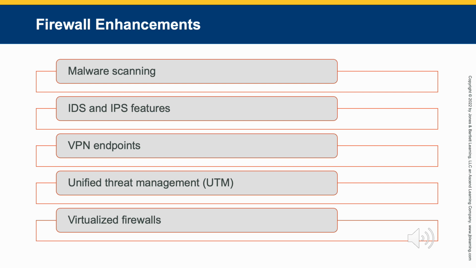Some firewall enhancements allow for malware scanning. Also, some high-end firewalls will act as an IDS and IPS. They also will include VPN endpoints, unified threat management, and virtualized firewalls.